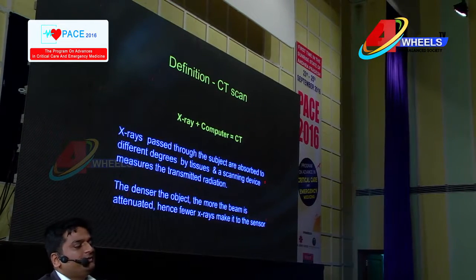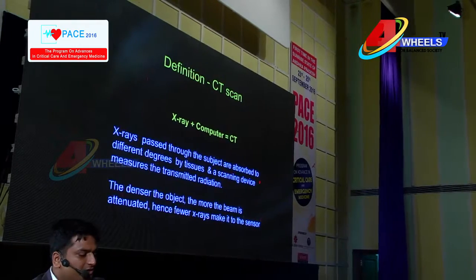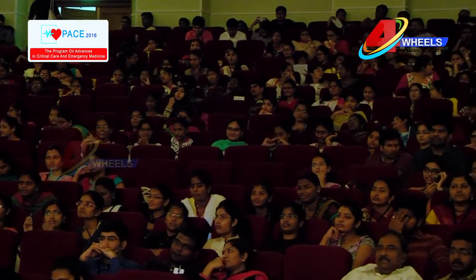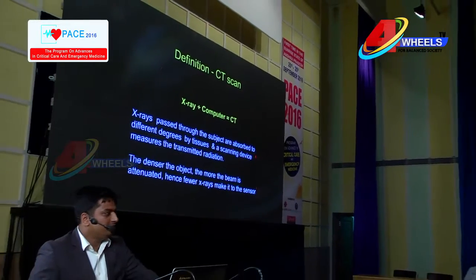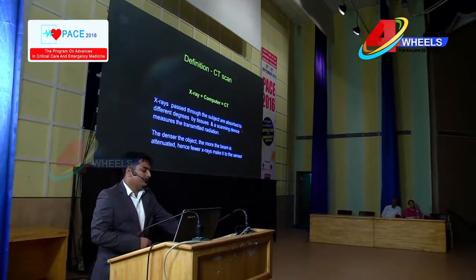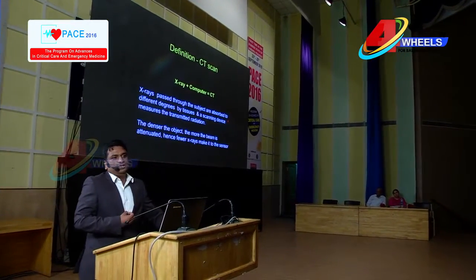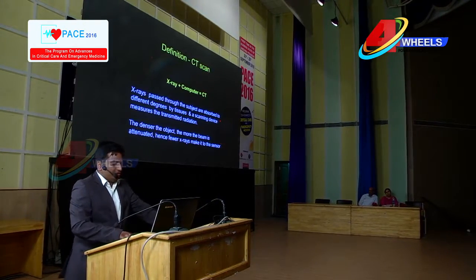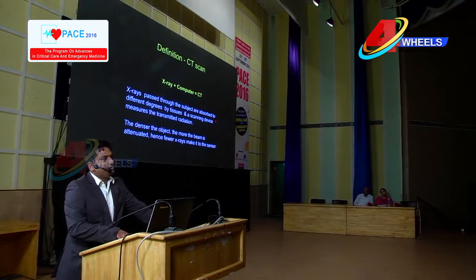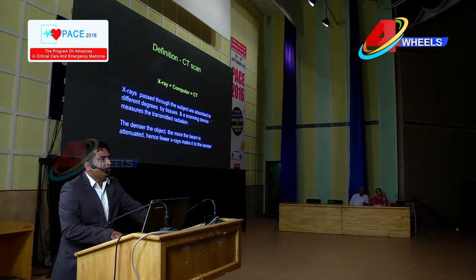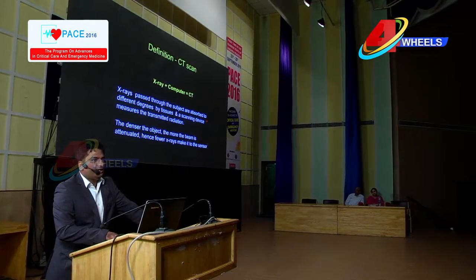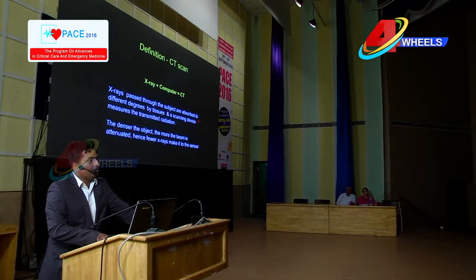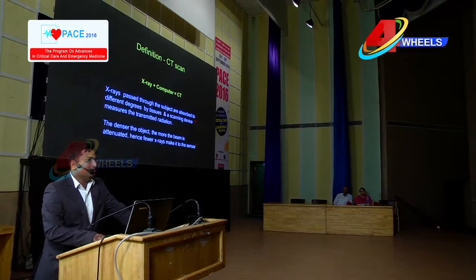There will be a source which will be pushing X-rays to the patient, and at various degrees and densities, the tissues absorb these X-rays, and there will be a detector 180 degrees opposite to the source, that will take all this information and push it to the computer, and then we get the typical CT brain film. The denser the object, the more X-rays are absorbed, and very few X-rays reach the detector and it appears whiter. Whereas the least dense the object, most of the X-rays are transmitted, so it appears blacker.